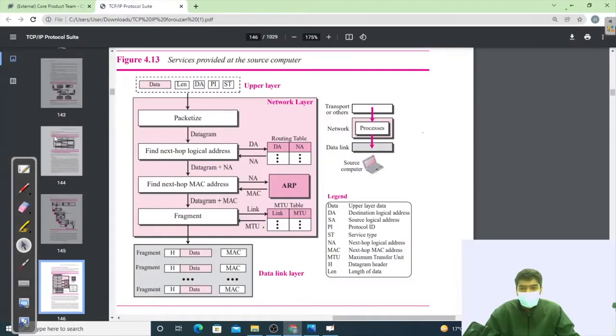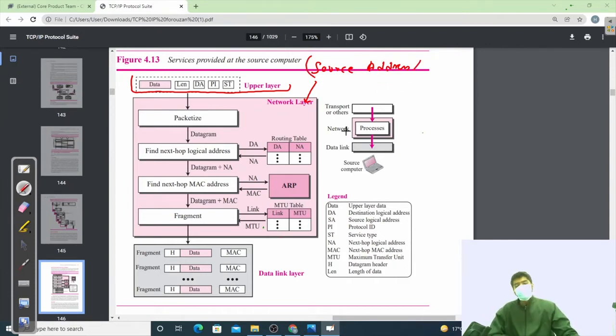As you can see, some things are provided by the upper layer, like length, destination address, protocol ID, and service type. Everything is provided by the upper layer, but the source address is not. The network layer provides the source address. That is important to know.